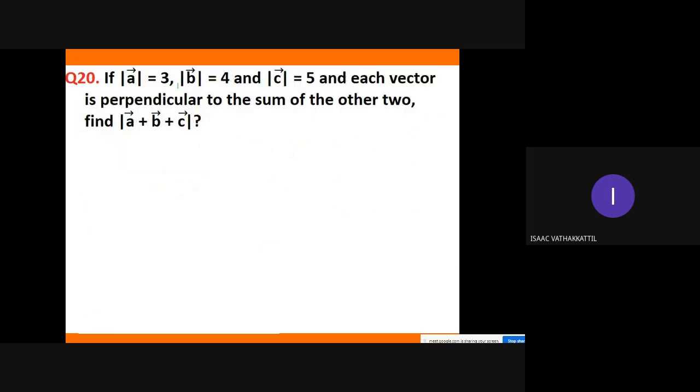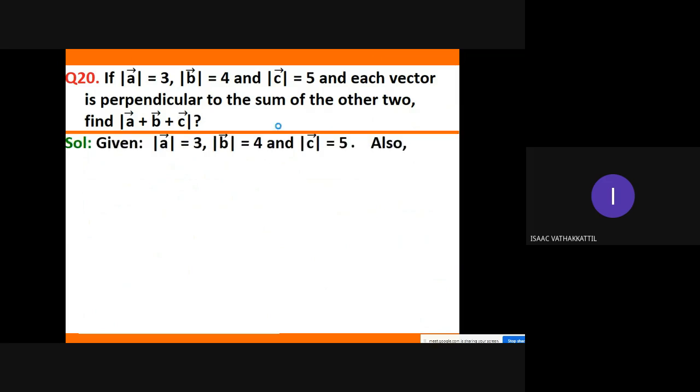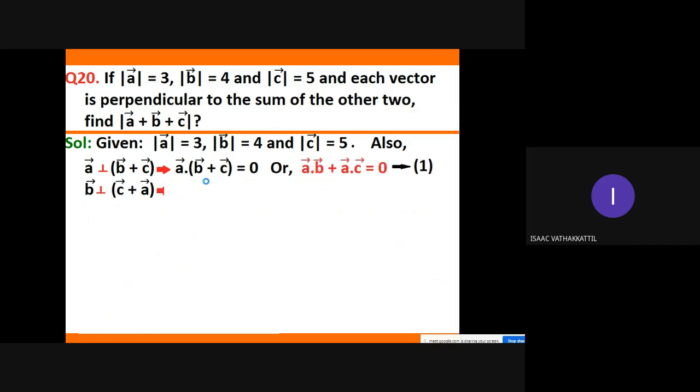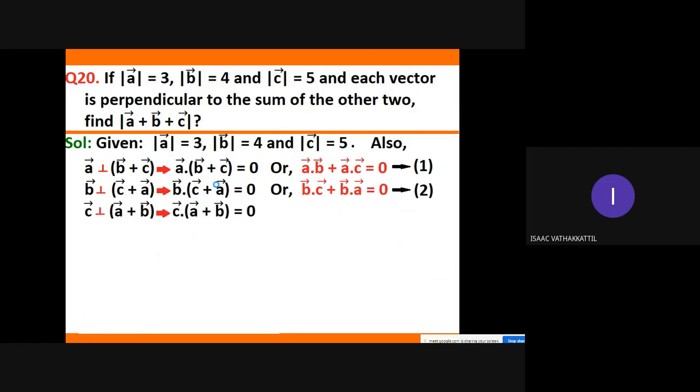If magnitude A is 3, magnitude B is 4, and magnitude C is 5, and each vector is perpendicular to the sum of the other two, what is magnitude of A plus B plus C? Each vector is perpendicular to the sum of the other two means A is perpendicular to B plus C, implies A dot B plus C is 0. That implies A dot B plus A dot C is 0. B is perpendicular to the sum of the other two. That means B dot C plus B dot A is 0. C is perpendicular to the other two. That means C dot A plus C dot B is 0.